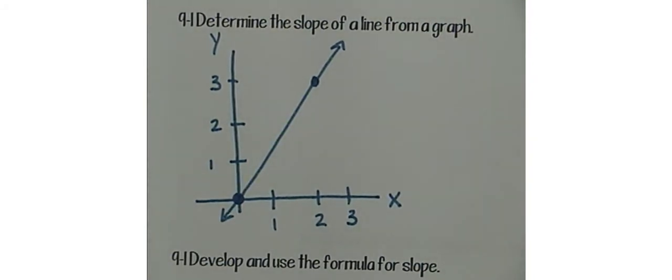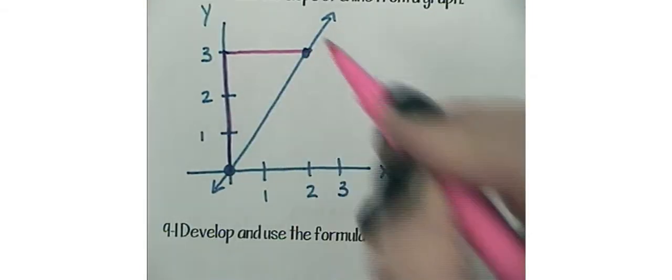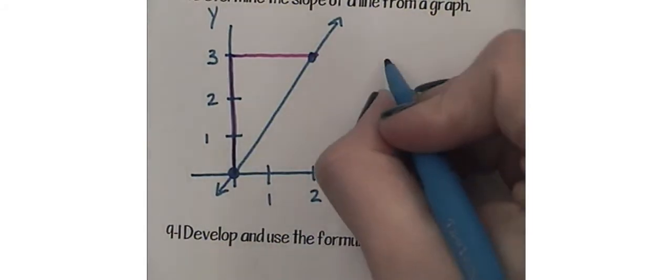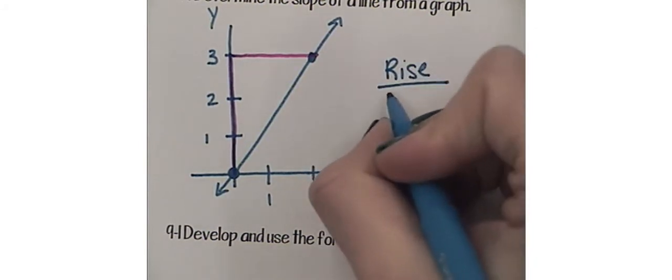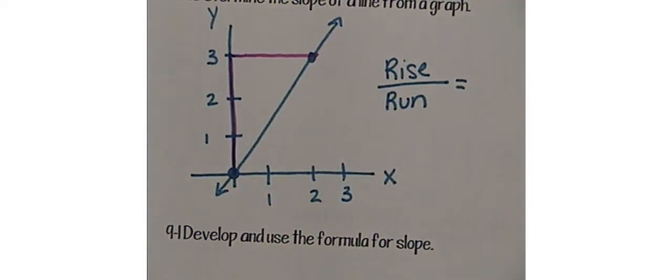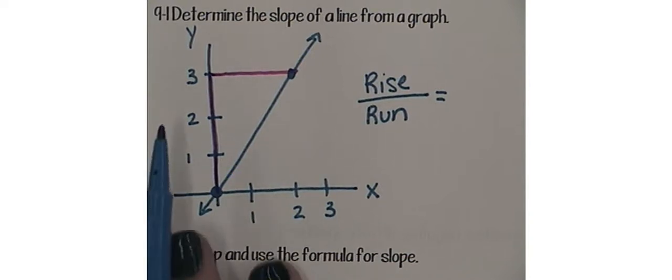Now if you want to, you can draw in your stair step from one point to the next. And then remember, we're counting rise over run. Rise is our vertical change up and down. Run is our horizontal change from side to side. And I know that this graph is positive because I'm increasing from left to right.